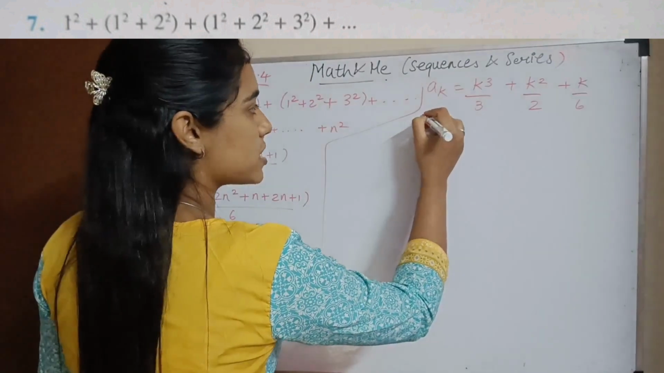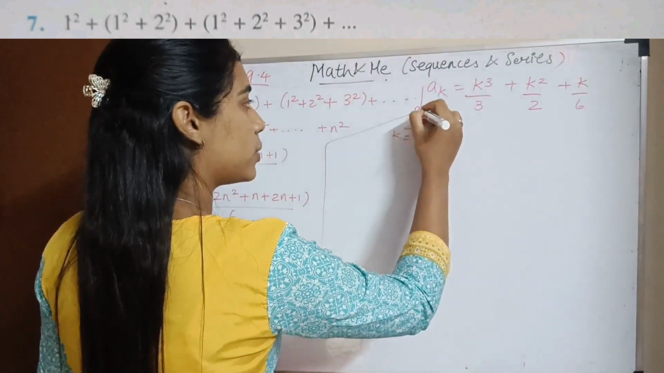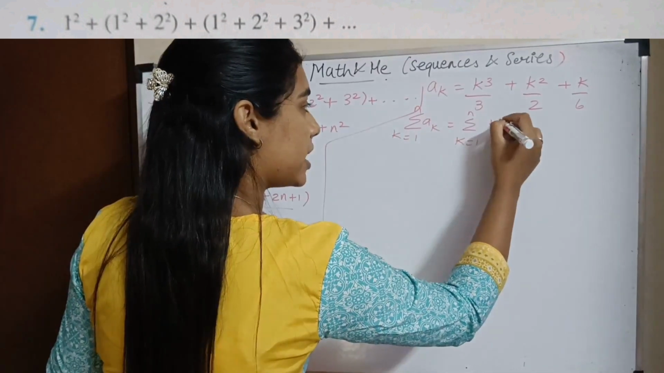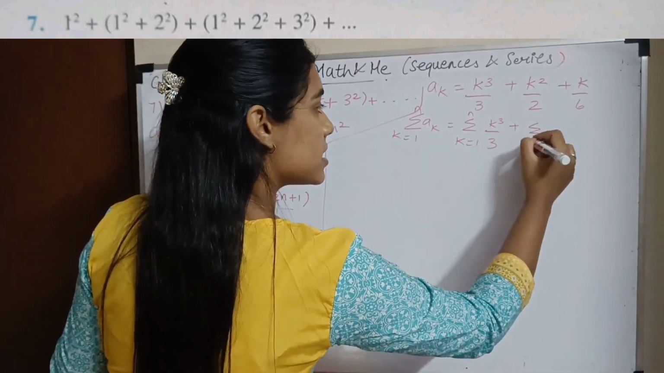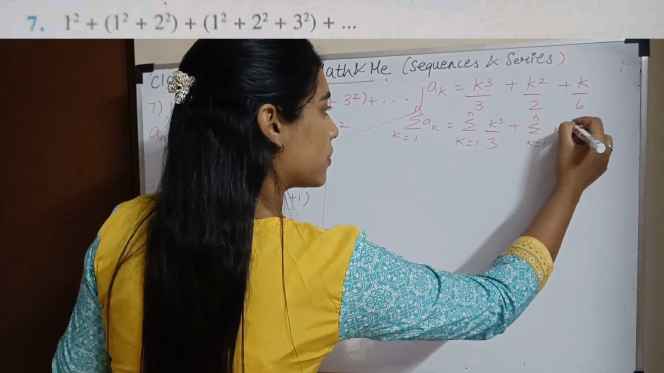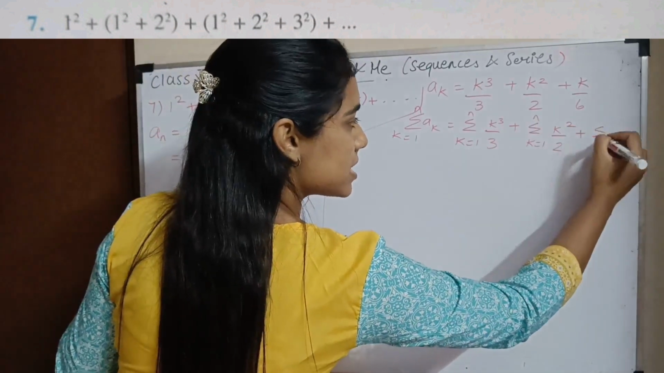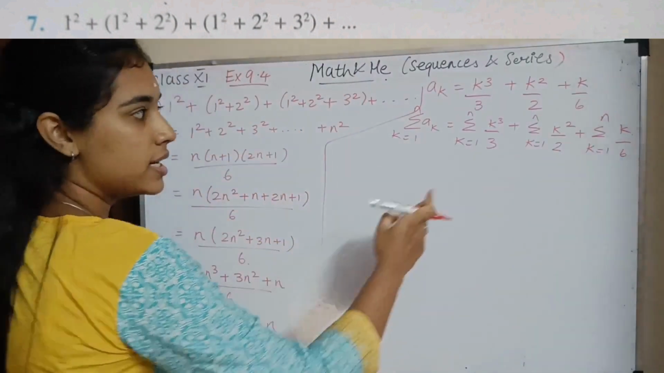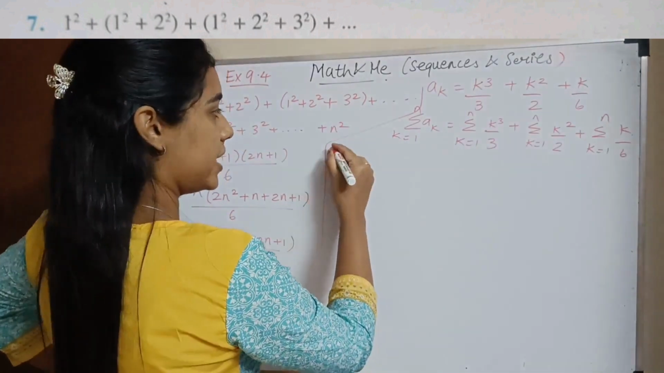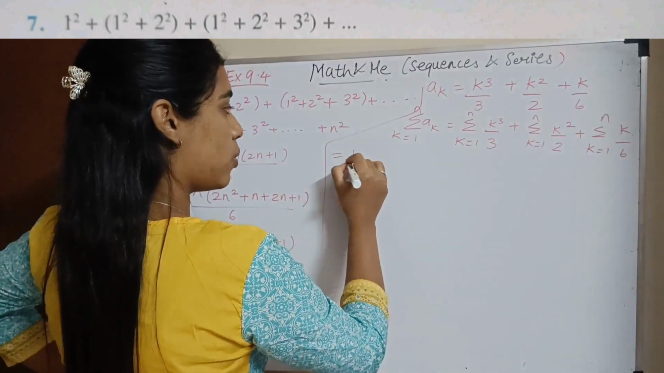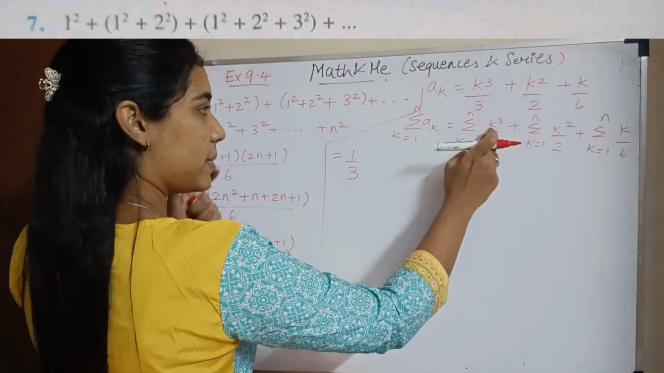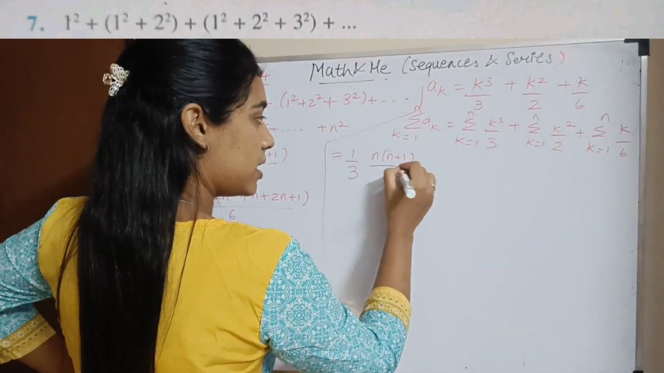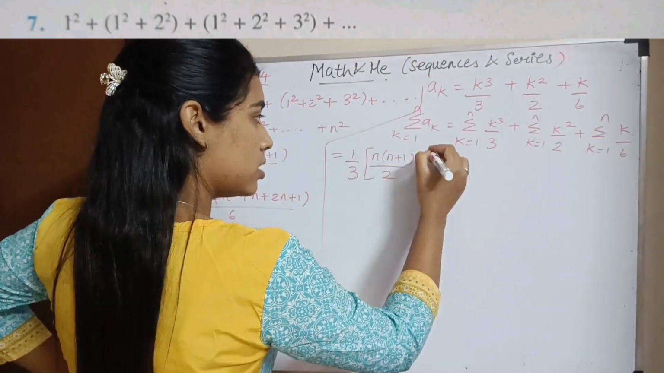Now taking summation on both sides, I have sigma k equals 1 to n of ak equals sigma k equals 1 to n of k cube divided by 3 plus summation k equals 1 to n of k square divided by 2 plus summation k equals 1 to n of k divided by 6. Okay. So now I take the constants outside. So what does my summation look like? 1 by 3 of summation of k cube, that is n times n plus 1 divided by 2 the whole square.